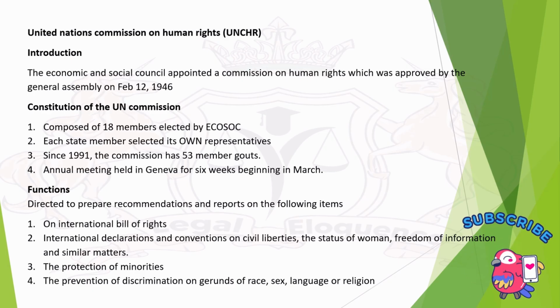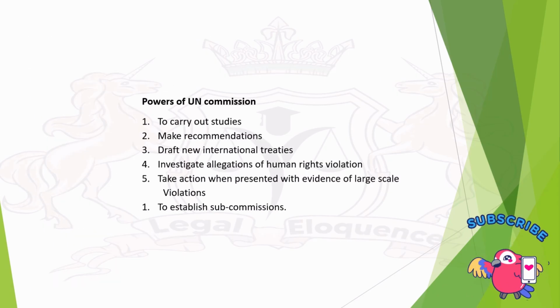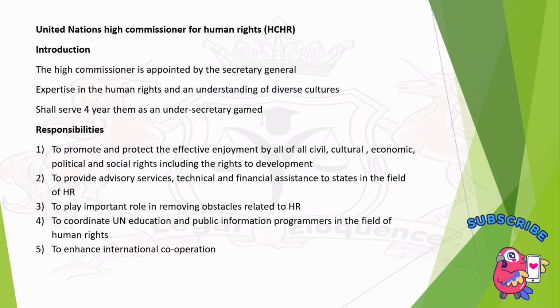Their functions are as follows: the International Bill of Rights, International Declarations and Conventions on Civil Liberties, the status of women, freedom of information and similar matters, the protection of minorities, the prevention of discrimination on grounds of race, sex, language or religion. Powers of the UN Commission: to carry out studies, make recommendations, draft new international treaties, investigate allegations of human rights violations, take action when presented with evidence of large-scale violations, and establish subcommissions.